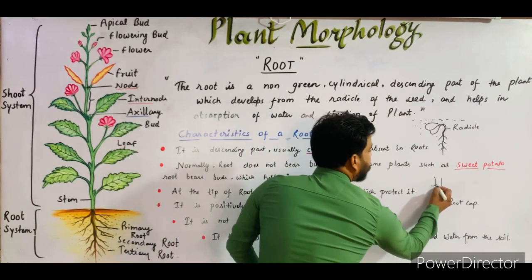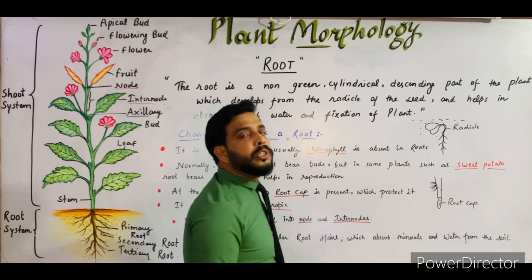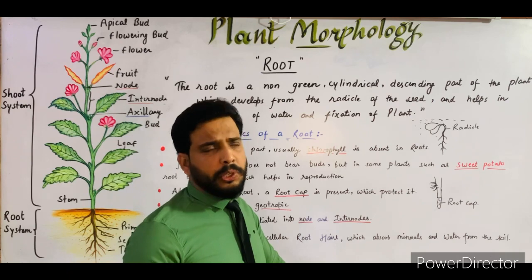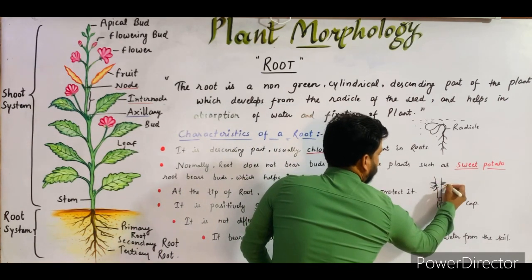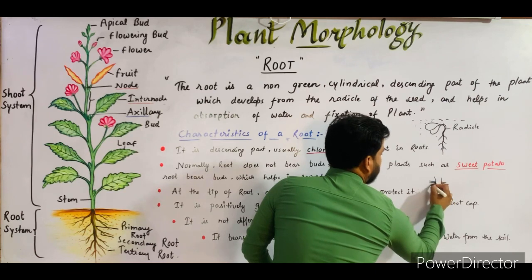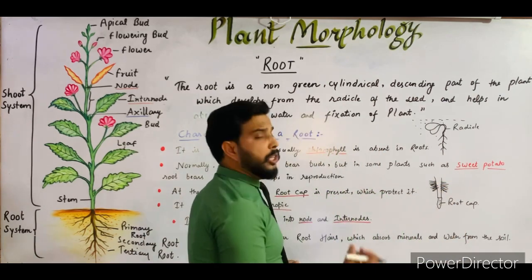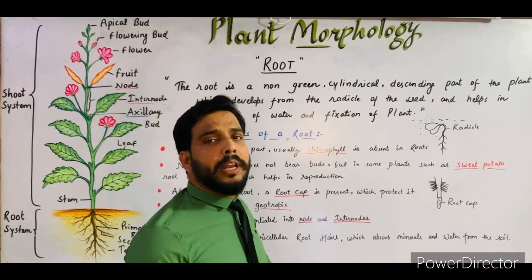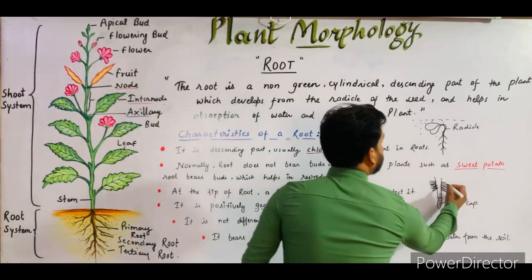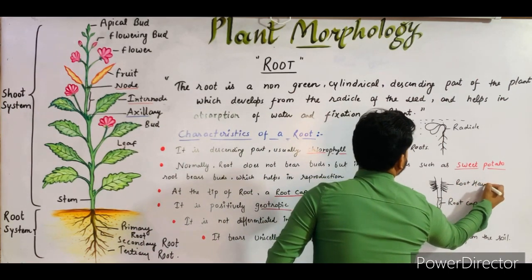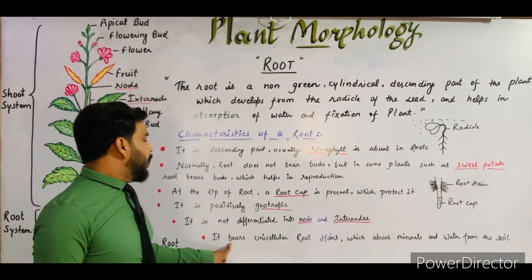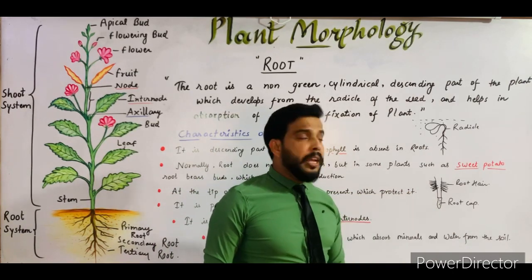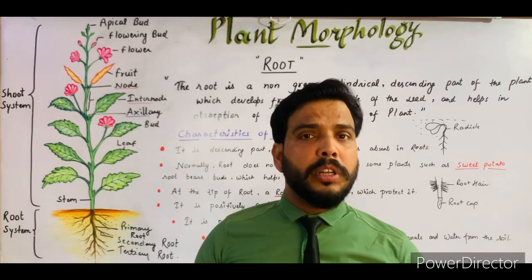As you can see in this diagram, the root consists of different regions, different zones. I will describe the different zones of root in my later videos, but in this video I am roughly telling you that the root bears a root hair region, and on the root hair region numerous unicellular root hairs are present, which help in the absorption of water as well as minerals from the soil. So these are the root hairs and they are unicellular in nature.